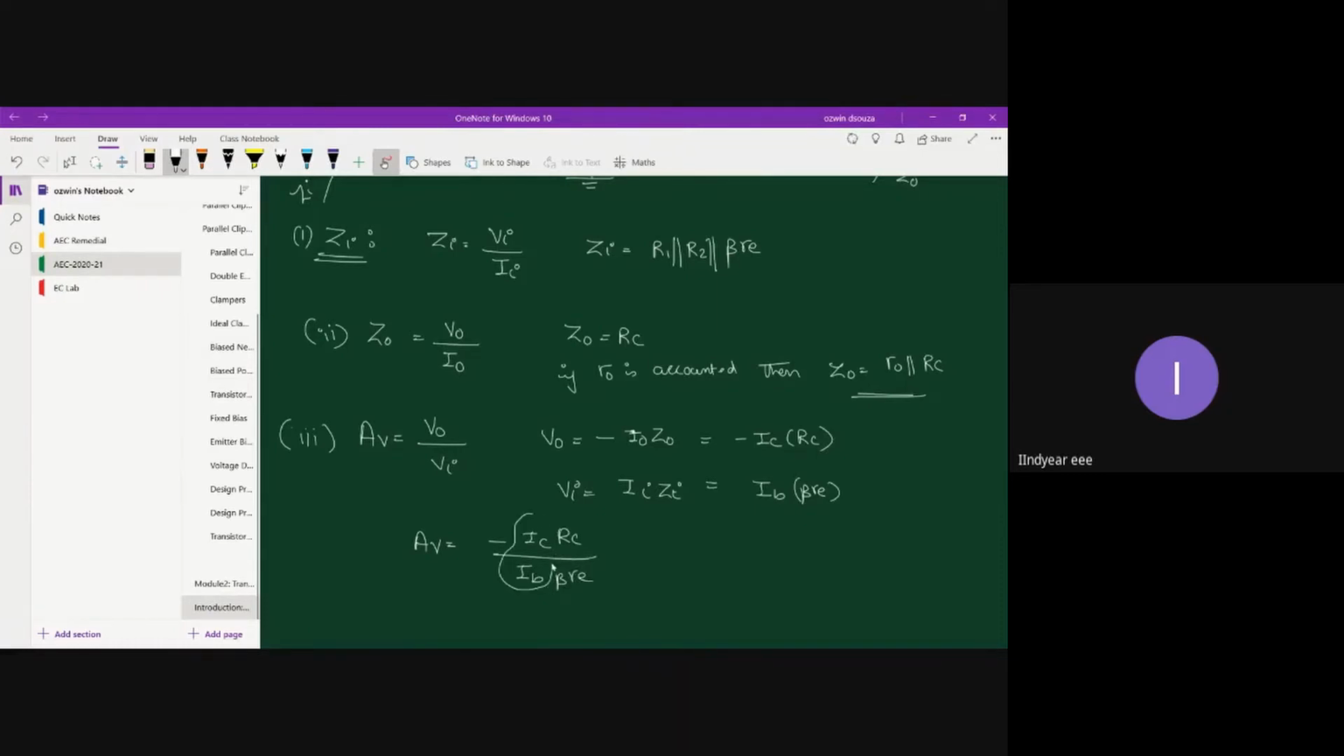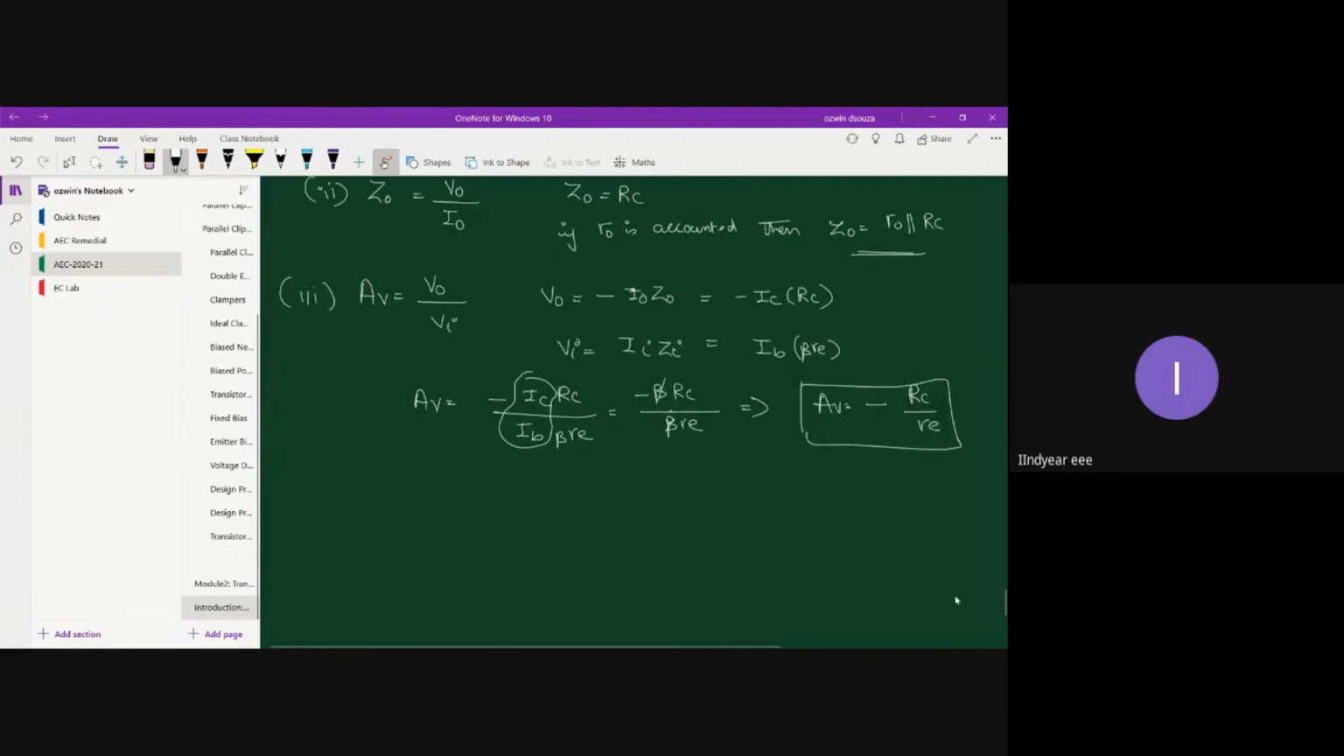The IC by IB ratio is a well-known ratio for common emitter configuration, which is beta, because the negative sign is already present. So beta into RC divided by beta RE. Beta gets cancelled, so you will be left with AV equal to negative RC by RE. So that's your voltage gain.